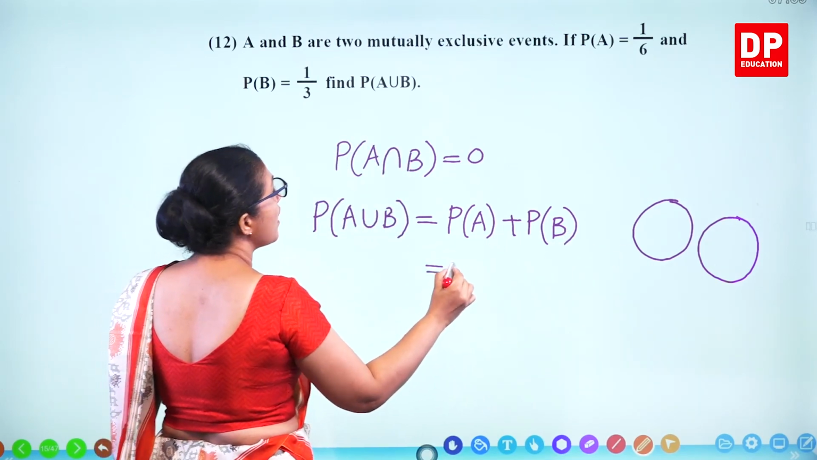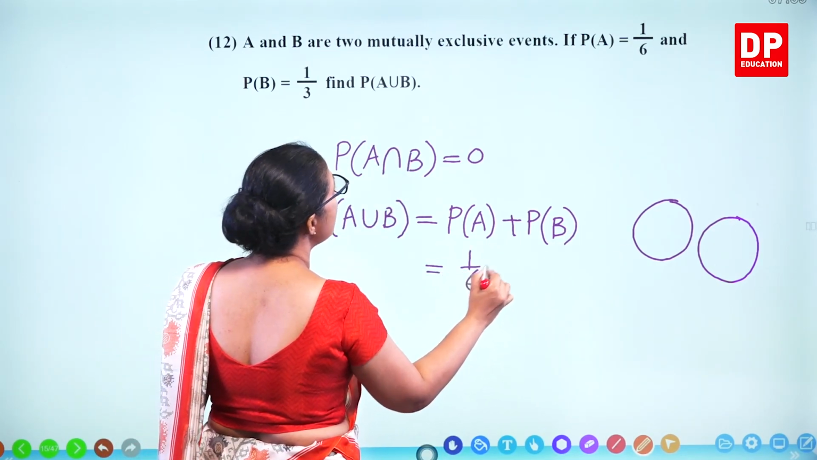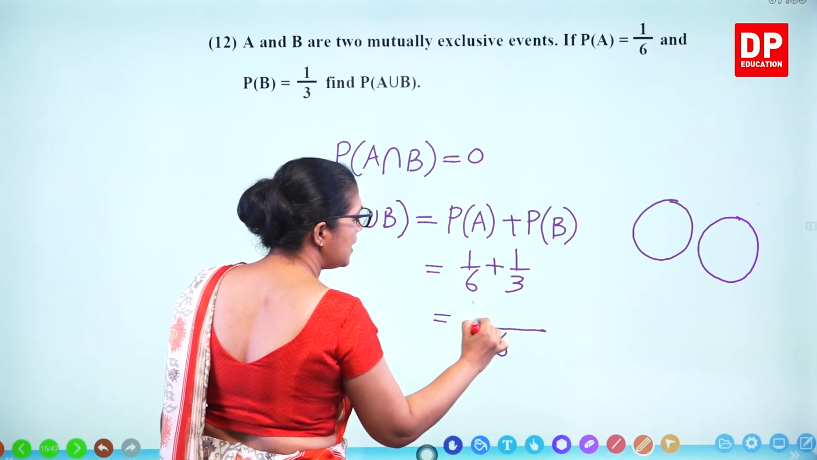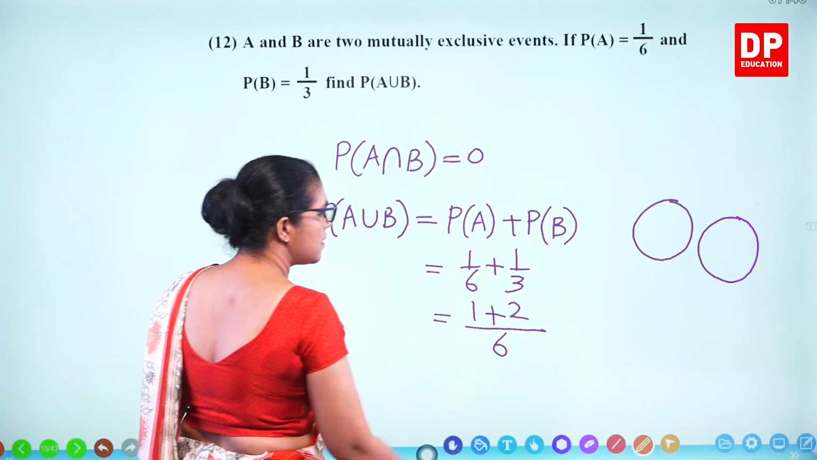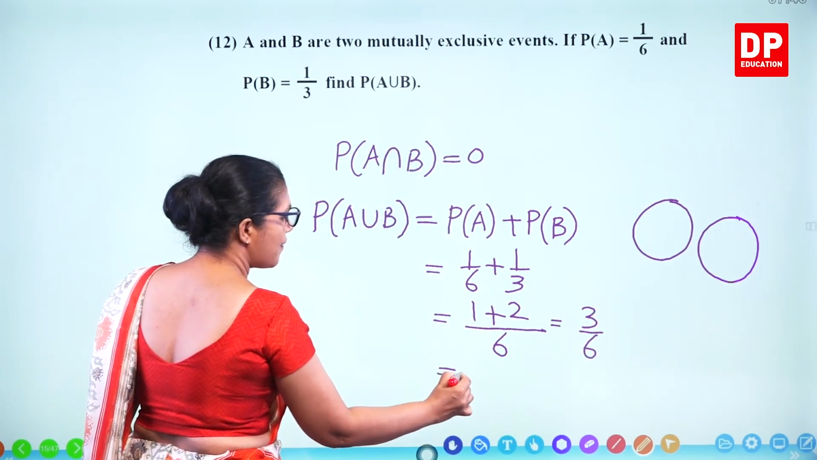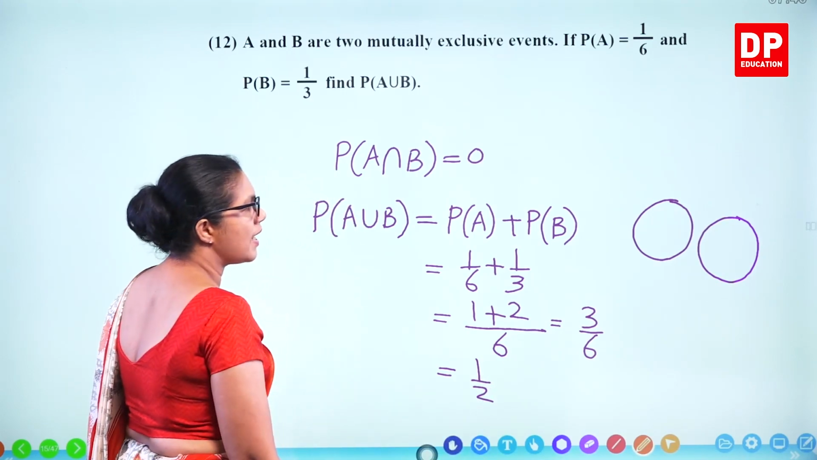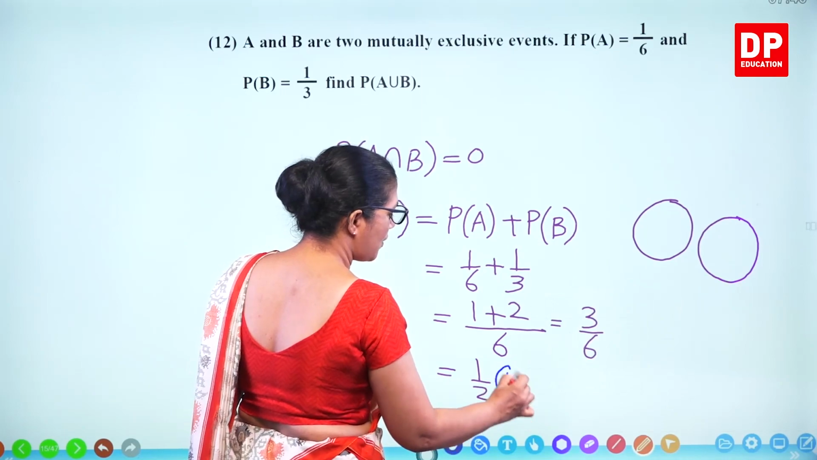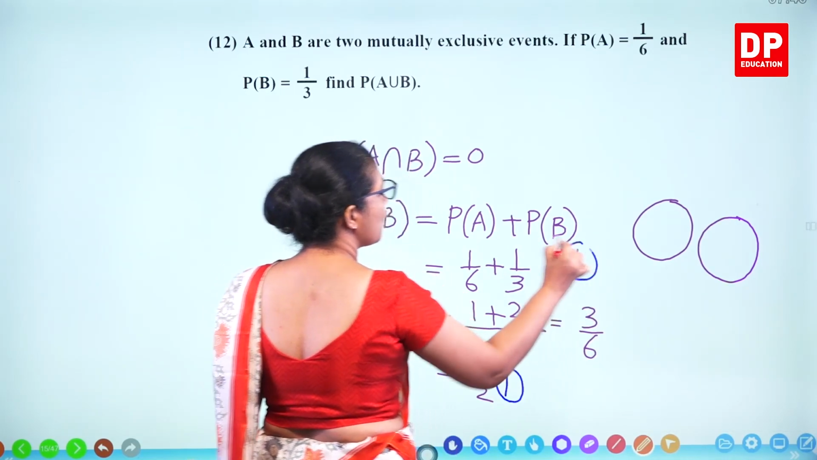So straight away you can add 1 over 6 and 1 over 3. Convert to the same denominator. That's 2 over 6 plus... so 3 over 6, divide by 3. You get half. So 1 mark for this and for the formula.